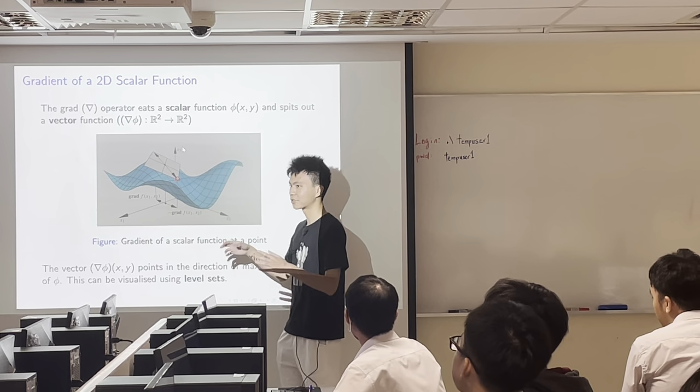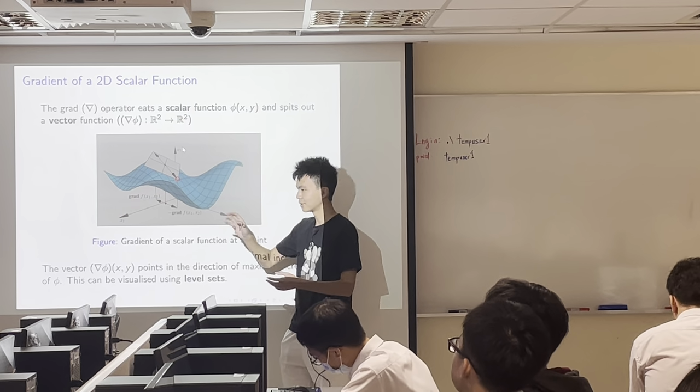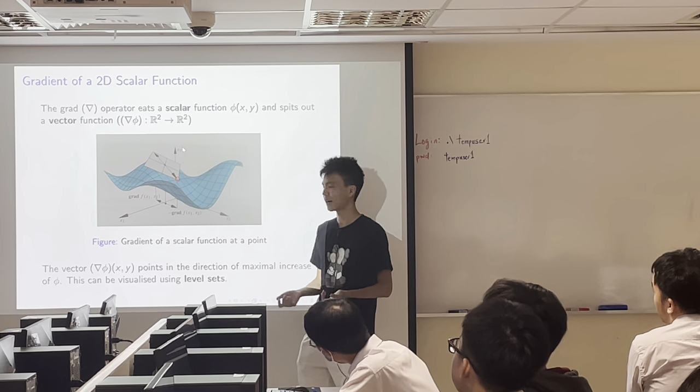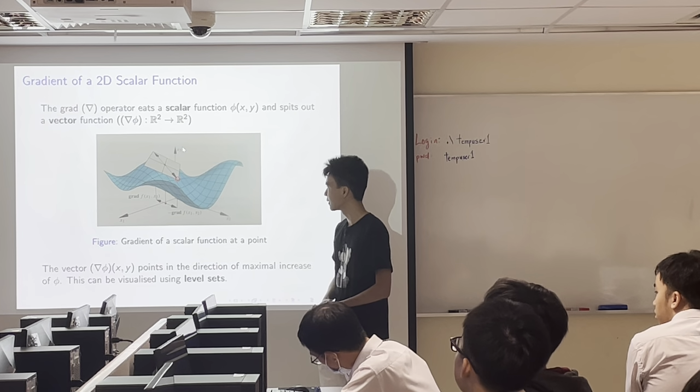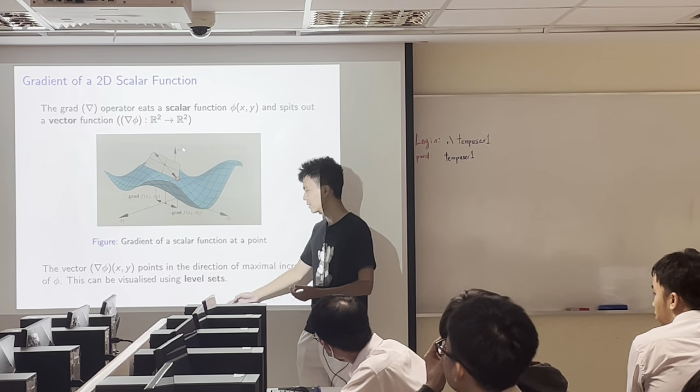So let's say, imagine I'm a traveler on a hill, right? I stand here, then I want to go to the top of the hill. I want to go to the highest point on the hill. Then I ask myself, which direction should I move in to increase my height? Then that direction will be the gradient of the scalar function. Okay? And so you can also visualize the gradient using level sets.